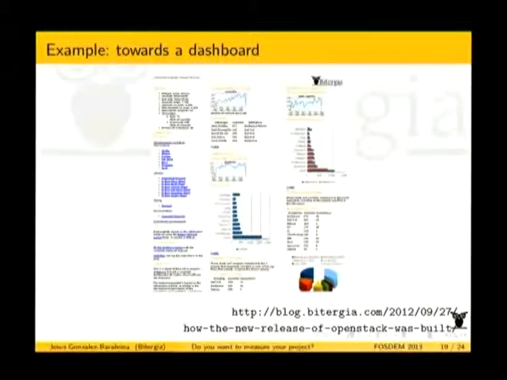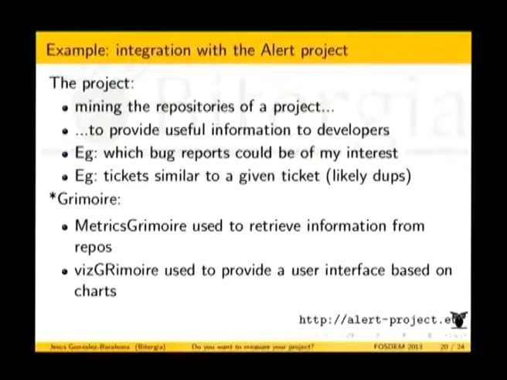So the final idea is to go towards our complete dashboard. What I showed you before was just the current state of affairs, but we are moving towards things a bit more complex, like this one. And we are also integrating with some other things. For instance, the Alert project is producing detailed information for developers, such as recommendations on tickets. We're integrating that with statistics.